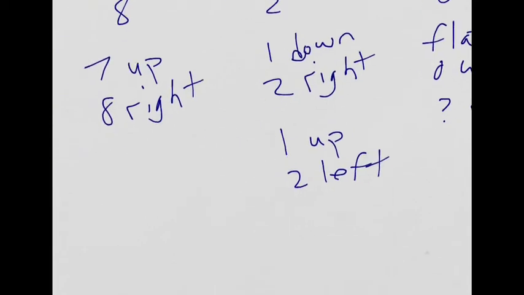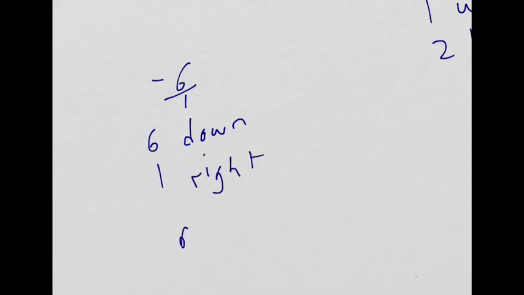What about this? 6 down. No, you'd have to put this. What's the run? 1 right. Why 1? Because any number can be put over 1, and it doesn't change it. Right? So this would be 6 down, 1 to the right. Or you could go 6 up, 1 left. Right?